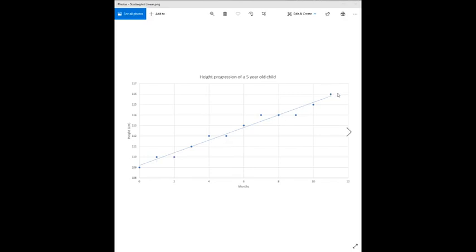If you expected the child to continue to grow in this fashion for the next year, you could use this to estimate how tall they would be a year from now, or half a year from now, or whatever amount of time you wish to model.